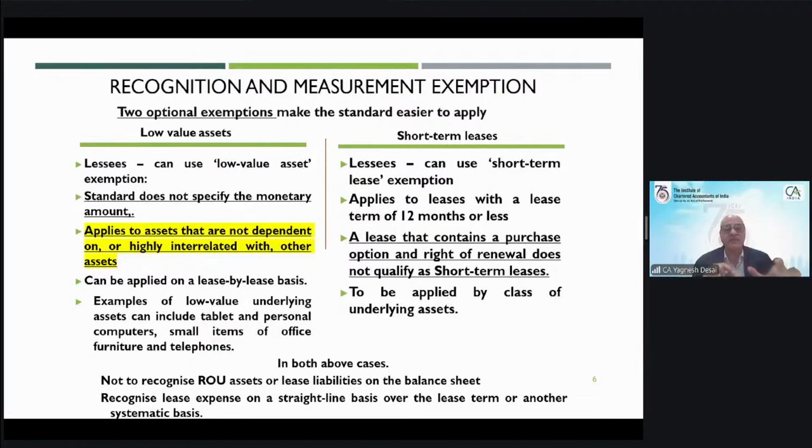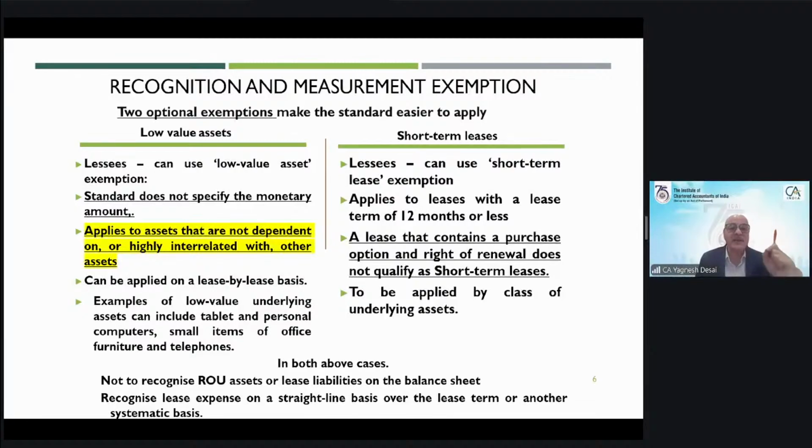So if you set up the threshold limit of the low value asset at 50,000 rupees, and there is a contract for laptops, each one is 40,000, and this contract is for 10 laptops. So the total contract value is 4 lakhs. The question arises, should I consider 4 lakhs rupees to determine the low value asset exemption, or 40,000 per laptop? The answer is 40,000 per laptop.